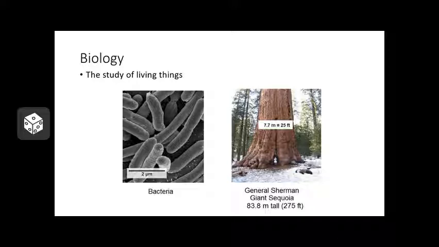These bacteria are far too small to see with the naked eye. Several hundred or maybe even a few thousand of these guys would fit in the width of a single human hair. That's how tiny they are. Now on the right-hand side of the page, we have the largest known single organism, General Sherman. General Sherman is a very famous tree. He is a giant sequoia, and he has a diameter of 7.7 meters, approximately 25 feet. And he is nearly 300 feet tall. So in biology, we study things from the very tiny to the very, very large.